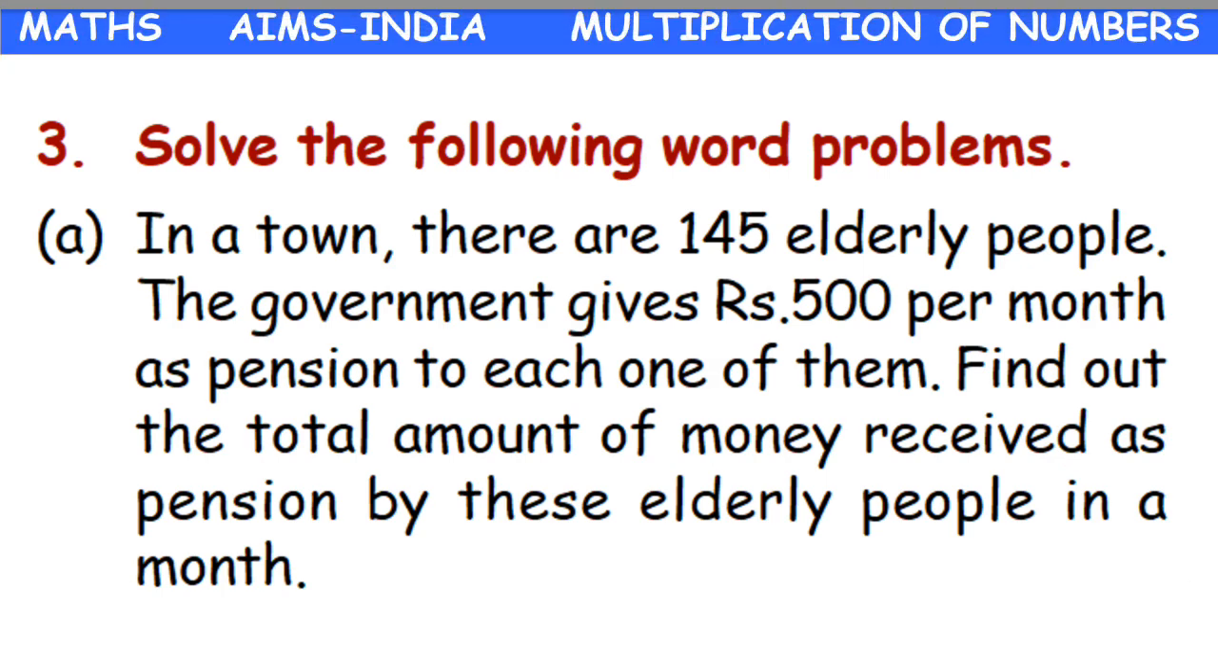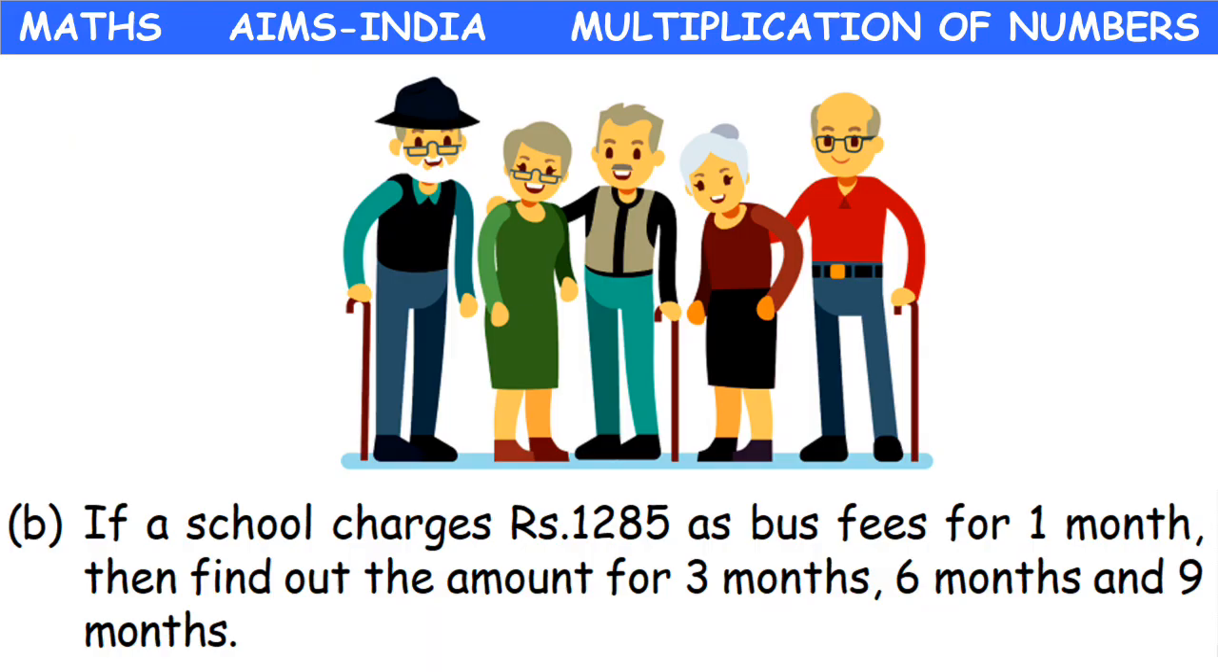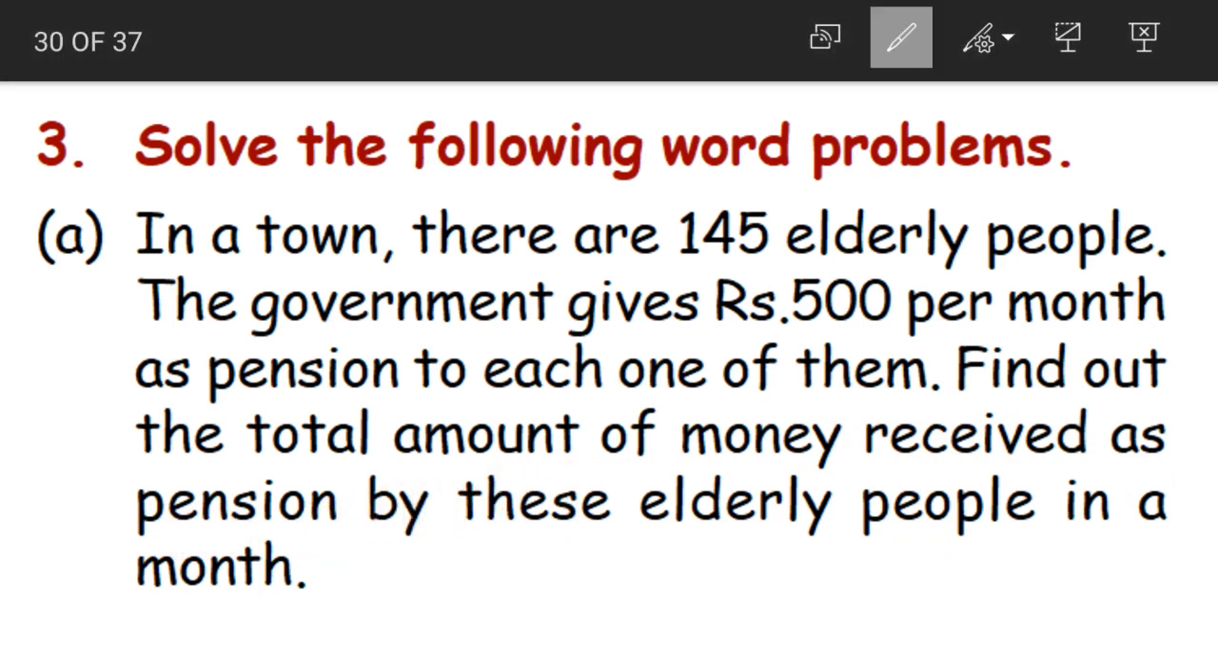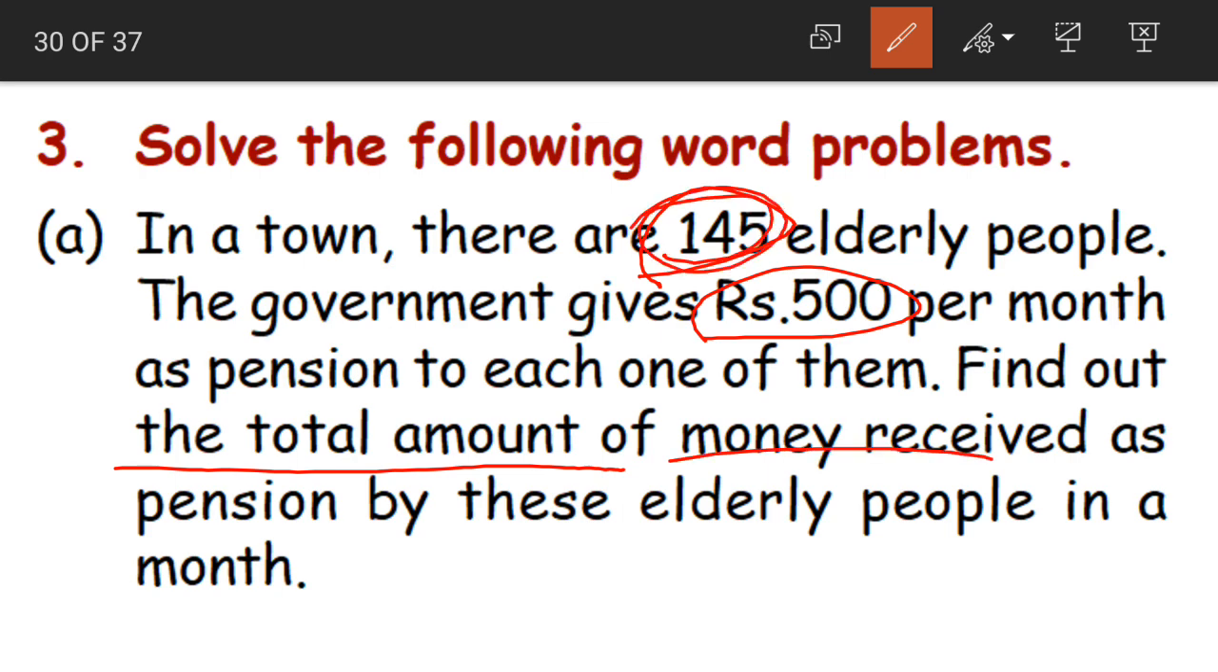2 word problems are given for you to solve. In a town, there are 145 elderly people. The government gives 500 rupees per month as a pension to each one of them. Find the total amount of money received as pension by these elderly people in a month. Again, there are 145 elderly people receiving 500 rupees per month. Each person receives 500 rupees per month. Now, what should we find out? The total amount received by these 145 people as pension in a month.